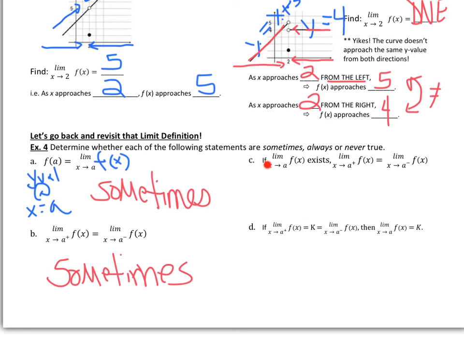For the next one, it's telling us that the limit exists. Well, if the limit exists, then we know the right and left limits have to be equal to each other. So this one is always true. If you have a limit, those left and right have got to be equal to each other. And when you take a look at this one, this is saying the left and right limits are equal to each other and they're equal to k. Then the limit is equal to k, and that one is also always true.